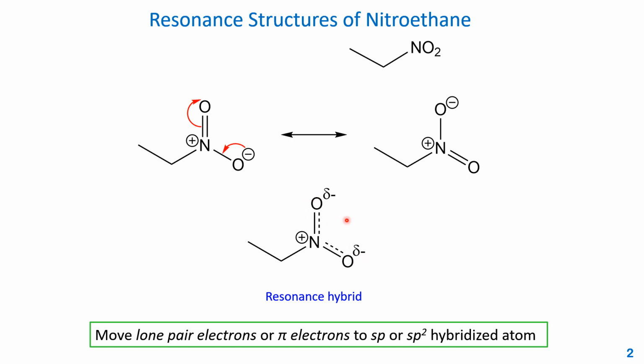So if you look at this hybrid, you can see the delocalization: the negative charge is delocalized between these two oxygens. Or you can say it is distributed to these two oxygens. So that's called delocalization. And this is more stable than usual.